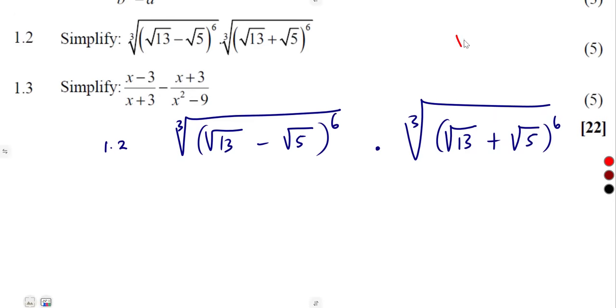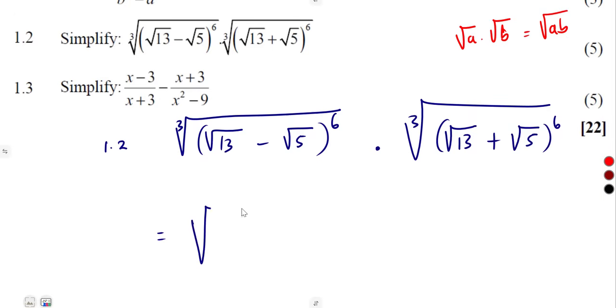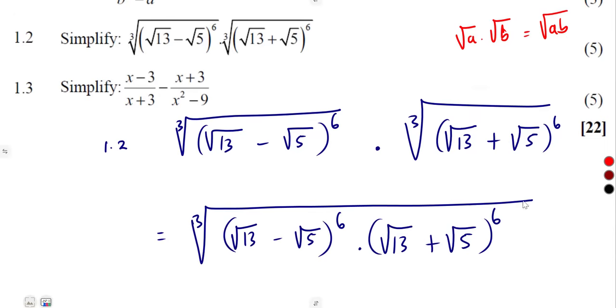It is the same thing as when you have the square root of a times the square root of b. Remember, you can multiply them under the square root, because we are dealing with the square root. So the same thing for a cube root and a cube root. Under a multiplication, you can maintain that and multiply those under the cube root. So you multiply the square root of 13 minus the square root of 5 to the exponent of 6 by the square root of 13 plus the square root of 5 raised to the exponent of 6, just like that, under a single cube root.